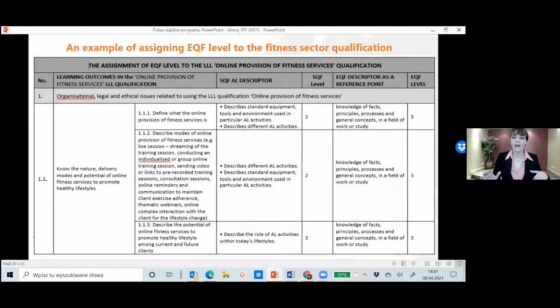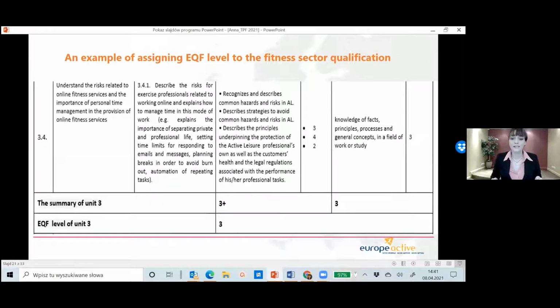We take every single learning outcome which is in the qualification, and then we compare it to the specific descriptor in the EQF table, and then we also compare it to the descriptor in the sector qualification framework in active leisure, which was a product in the EQF project. And we are trying to find the descriptor which fits best to the learning outcome. And then we summarize the results.